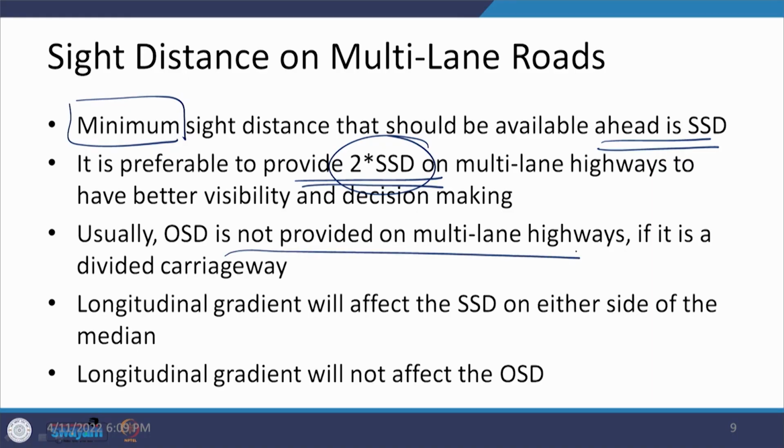OSD is not provided on the multi-lane highways when they are the divided carriageways. Longitudinal gradient will affect the SSD on either side of the median in the case of multi-lane road. Again, we did a numerical on that also when we discussed about the SSD, but longitudinal gradient is not going to affect the OSD on a multi-lane roads. So, these are few points which I am again reiterating, which otherwise have been discussed in the previous interactions.